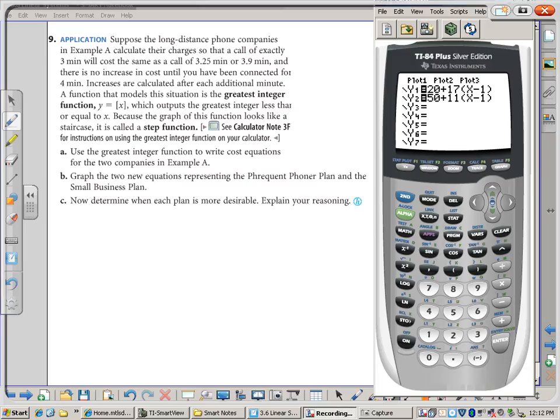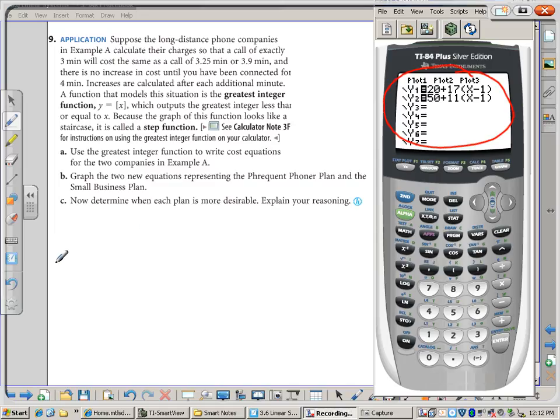Guys, here we are. We're talking about problem number 9, which was the problem from section 3.6 in the book that seemed to give students the most trouble. So what I did was basically put the two equations from the frequent phoner plan and the small business plan from Monday's example that we did in class. Those are in my calculator right now for Y1 and Y2.